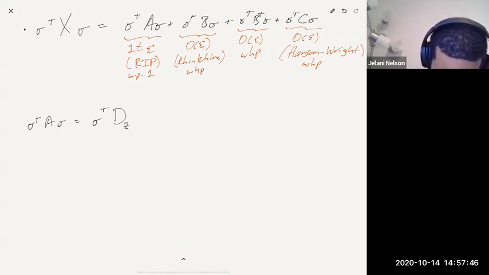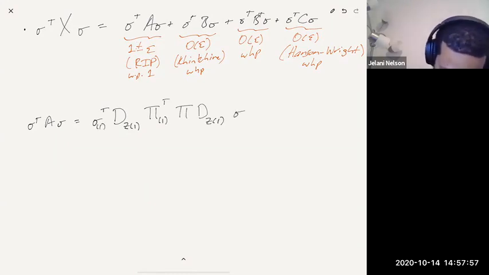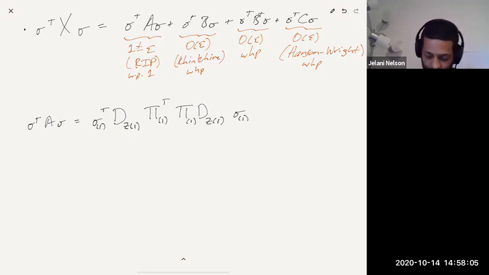d z1, pi 1 transpose pi d z1 sigma. So this might as well be sigma 1 transpose and sigma 1. And this is a 1 also. Oh, no, sorry. This is not just 1. Yeah, we're going down the diagonal. We're going down all the diagonal blocks.